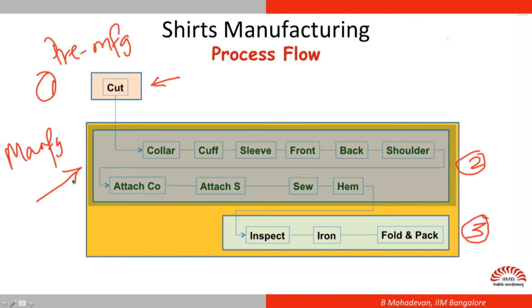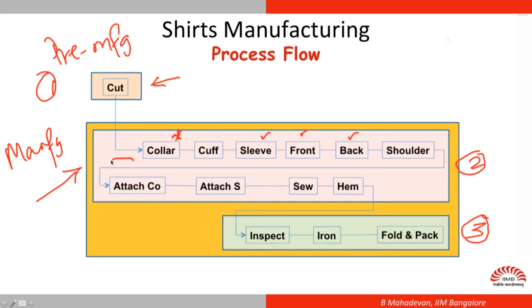As you see here, it starts with collar making, and then you have the cuff, then the sleeve is done, then the front and the back portions are done, the shoulders are stitched, then you start attaching the collar, you attach the sleeves, and the sewing is done, and finally the hemming is done. So that completes the manufacturing process.